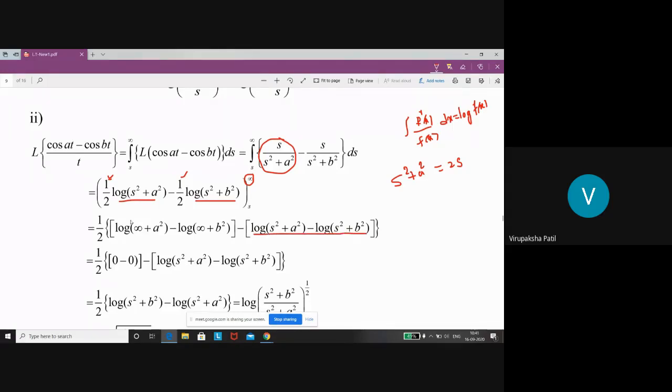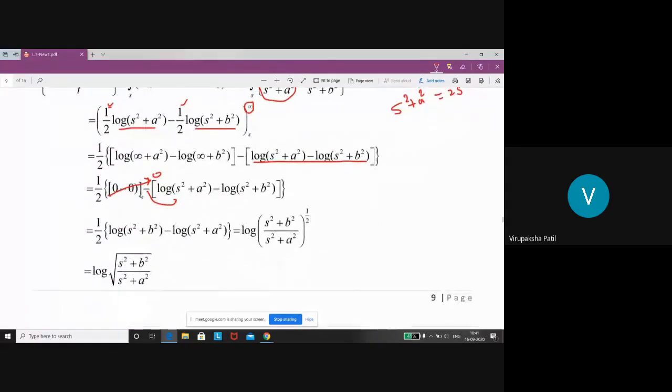Then this term, log infinity, becomes 0, and here also log infinity becomes 0. So the upper limit goes to 0 in both. Now, with the minus, you are left with log of s square plus a square minus log of s square plus b square. Now we will take this minus sign inside the bracket.